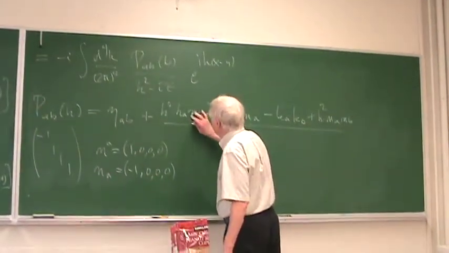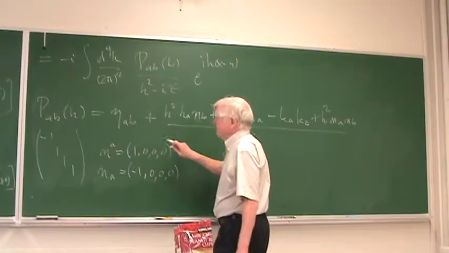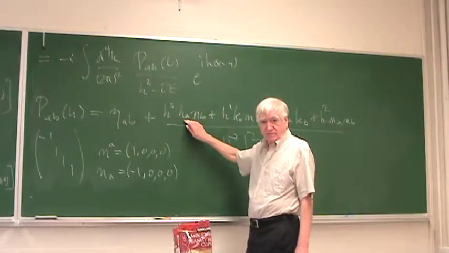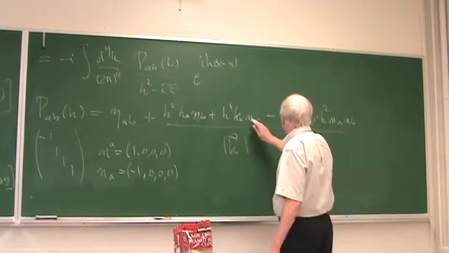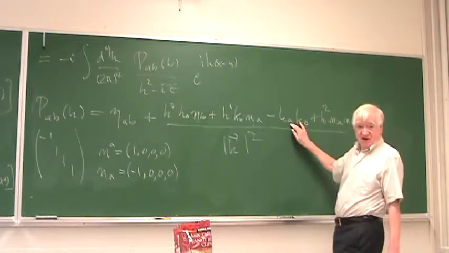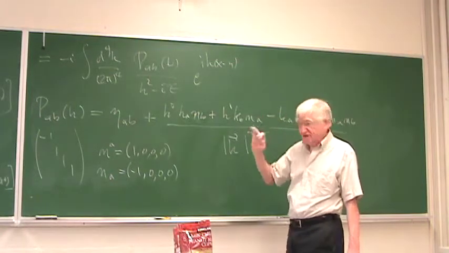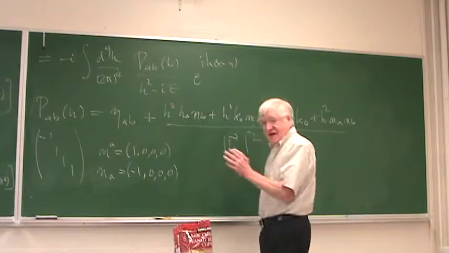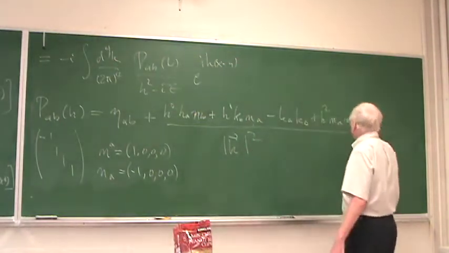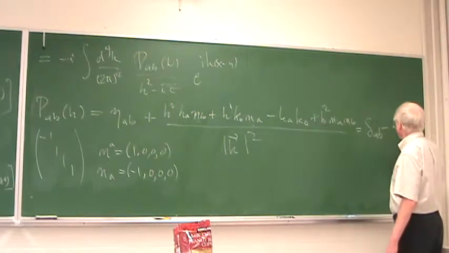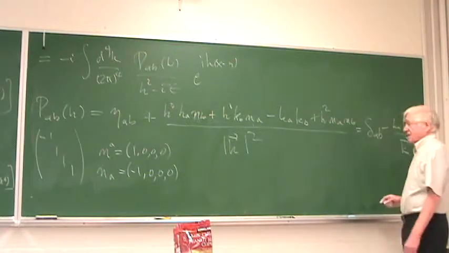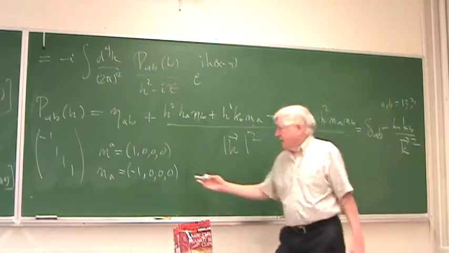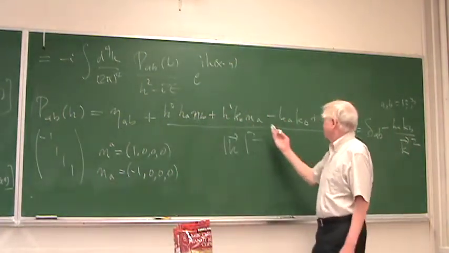So what this means is, for example, if a and b are both spatial, this term is zero because n has no spatial term. This term is zero, this term is zero, this term is there. Okay, so for the spatial case, this is delta AB. In fact, I might as well derive the damn thing. If A and B are both spatial, this is simply delta AB minus KA KB over 3 vector K squared for AB equal to 1, 2, 3. Okay? Because N1, N2, N3 are zero, so all these terms vanish.